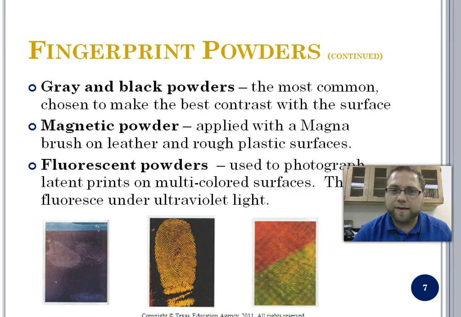Magnetic powder, we'll be using this. This is a lot less mess, because you actually use kind of a magnetic stick. I should have brought a case over here to show you, but we'll see them in class. And then fluorescent powders, that's the ones like the orange powders. When you expose them to ultraviolet light, they tend to glow, and so you're able to see them.